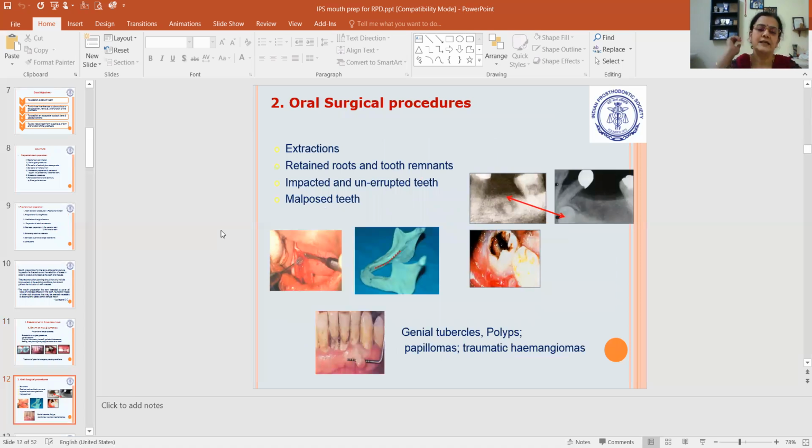Oral surgical procedures. The extractions, retained roots and root remnants, impacted and unerupted teeth, malposed teeth should be removed or extracted. If these retained structures are not removed, they may erupt beneath the dentures and may aggravate the pathosis, or they may develop symptoms after the period of wear of the prosthesis.